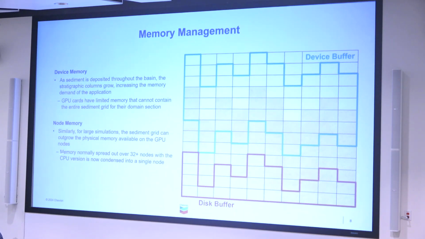But then we ran into the same issue with node memory. Now that we're only using a single node, because we want to really take advantage of the NV-link connection, that memory that was usually spread out over the 32 plus CPU nodes is now condensed into a single node. Even the Azure nodes that have close to 2 terabytes of RAM, this simply wasn't enough for some of our larger simulations, and we quickly ran out of physical memory. So we introduced another buffer, this one for disk offloading. This offloaded the data in these lower sediment layers to disk using memory mapped files.